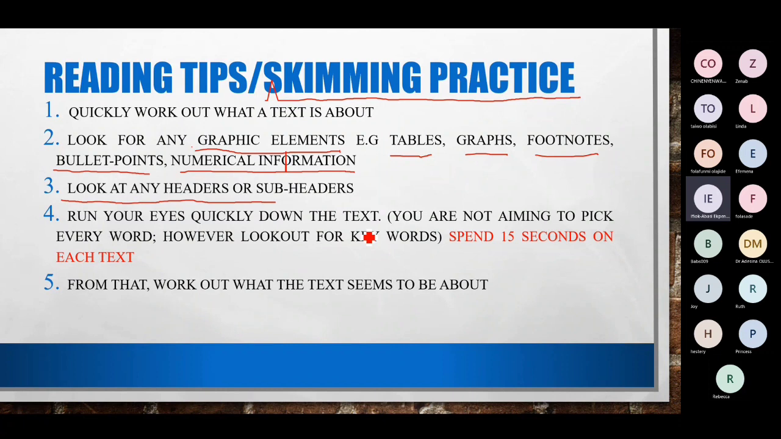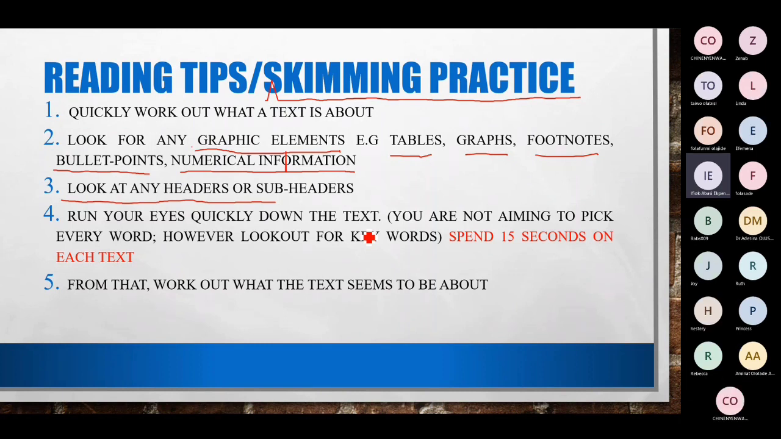Now, I'll show you how to run your eye through. Running your eye through is what we call skimming, right? So you skim through your text A, 15 seconds, text B, 15 seconds, text C, 15 seconds, just to have an idea what text A, B, C, and D are all about, right? Now, the next thing you also have to do is figure out what the text seems to be about. That's another thing.